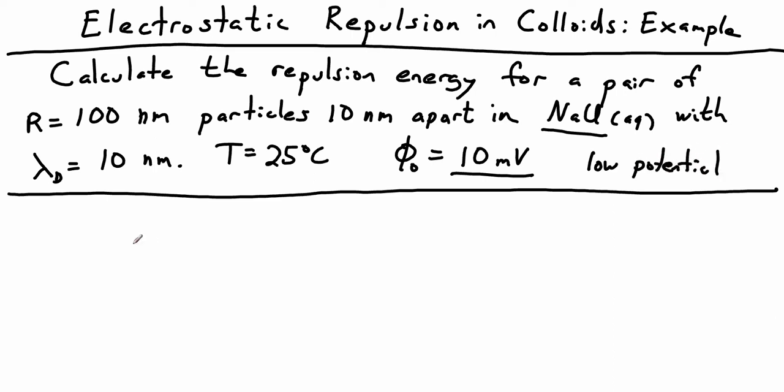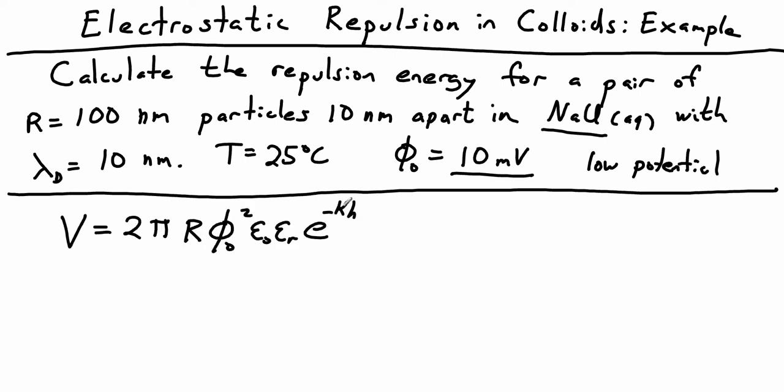All right, so let's write down the equation for the low potential case. So we're writing out the equation. We have 2 times pi times the radius times the surface potential squared, the two dielectrics. And then we've got this e to the minus kappa h. And of course, we could rewrite this if we want. Let's cross that off and rewrite this as minus h over the Debye length, since the Debye length and kappa are just reciprocals. All right, great.